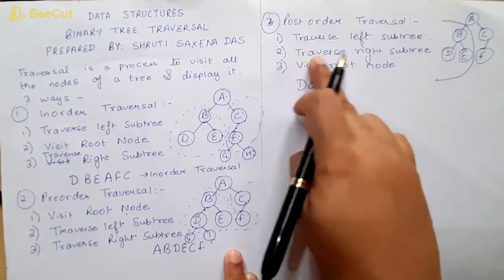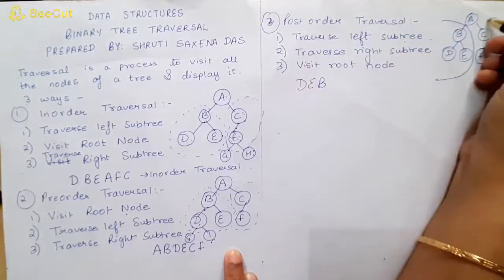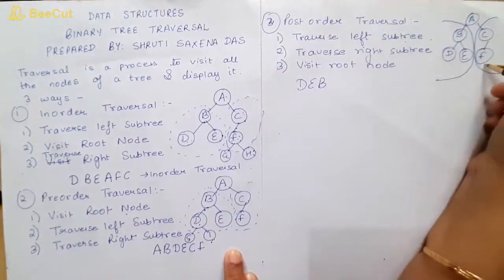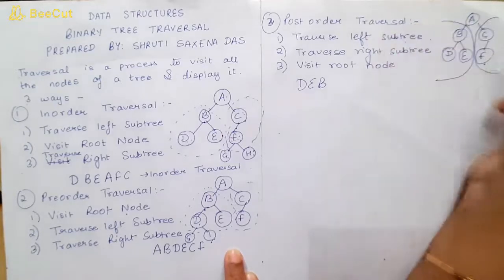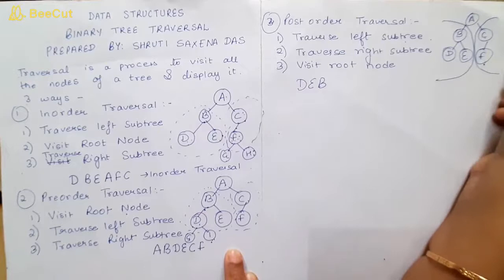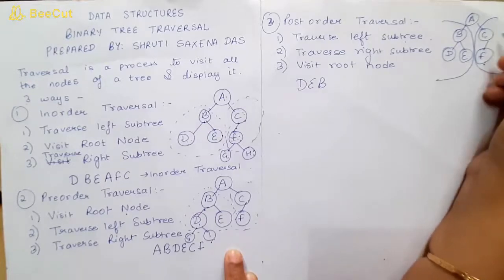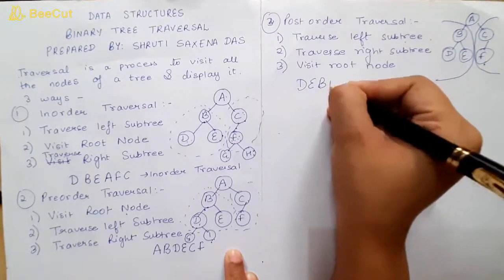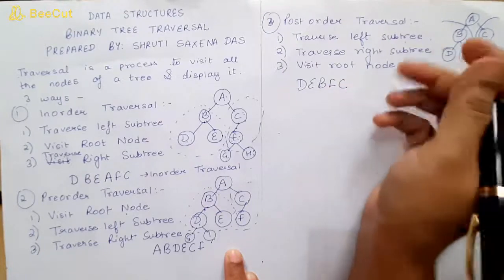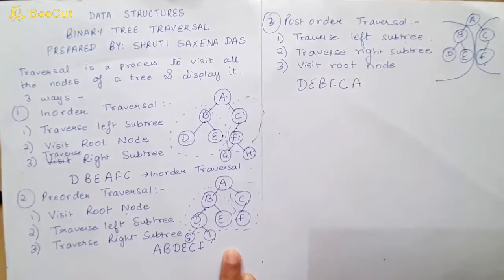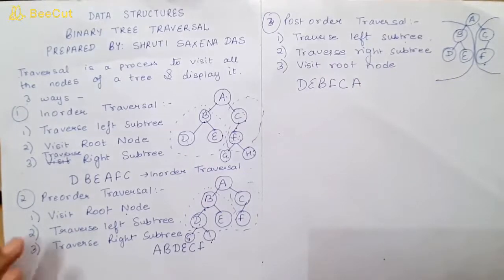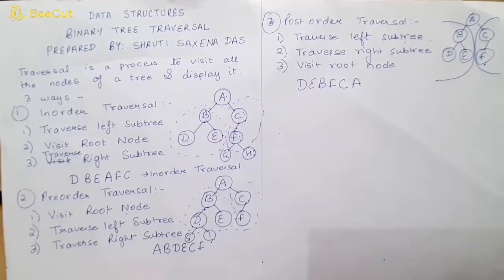Now the next one is to traverse the right subtree. That means this part, C, F. Again we'll apply the post order in this subtree. So left subtree, that means F. Right, we don't have anything. Root node, which is C. So it will be F, C. And at the last, the root node, which is A. Okay. So this will be the answer for the post order traversal.